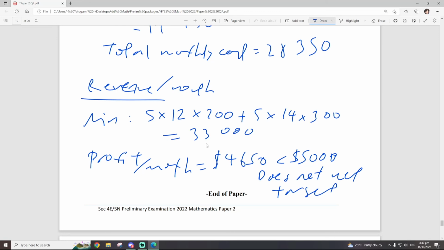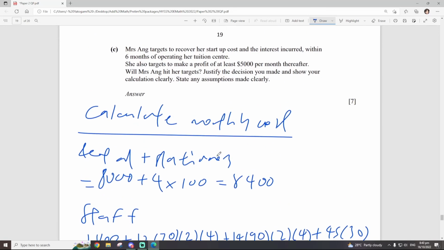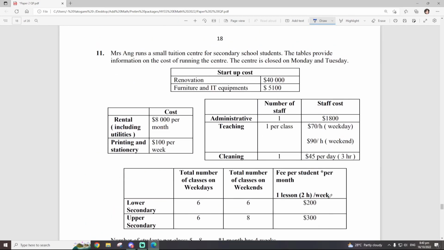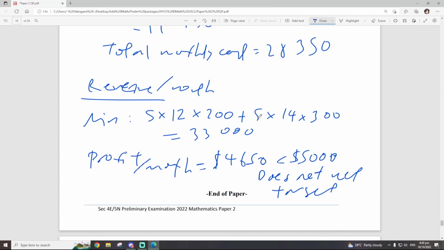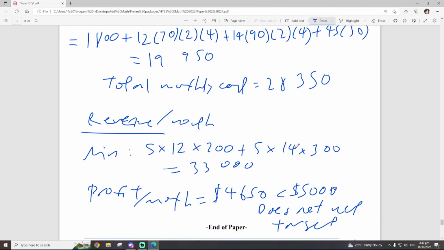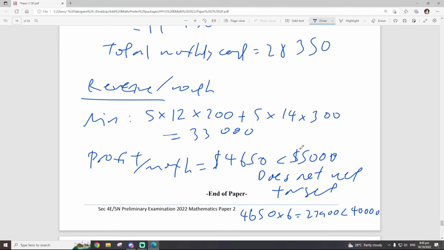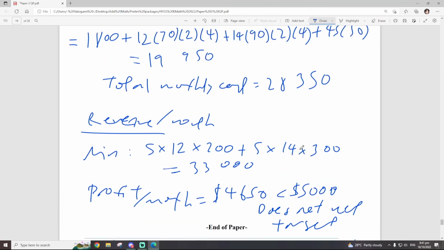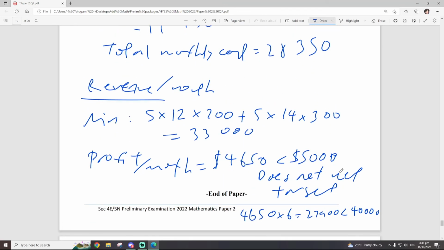And 4,650 times 6. And the startup cost was 40,000. So 4,650 times 6 is 27,900, which is less than 40,000. So it also does not meet the target for getting all the money back. But of course, my approach to this question makes some assumptions, and I might not get the right answer according to the marking scheme, but it all depends on the decisions that you make. So everyone's answer will be different for this question.